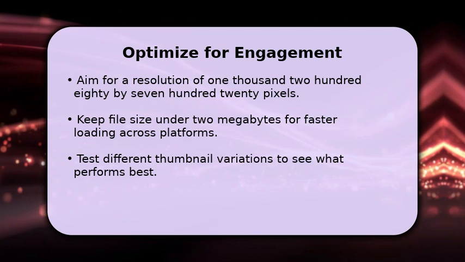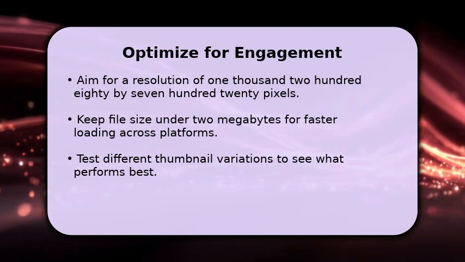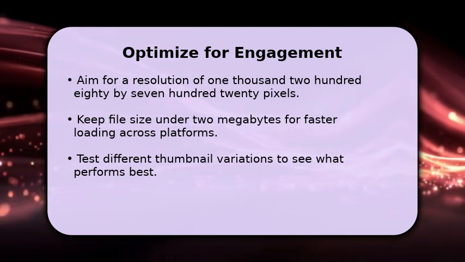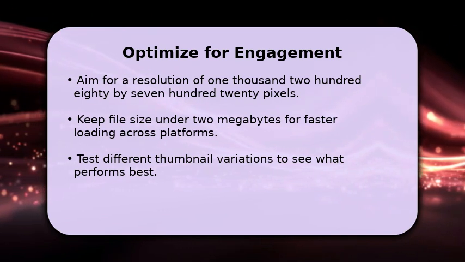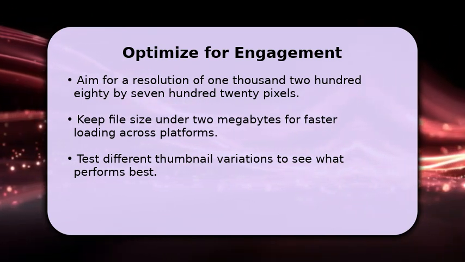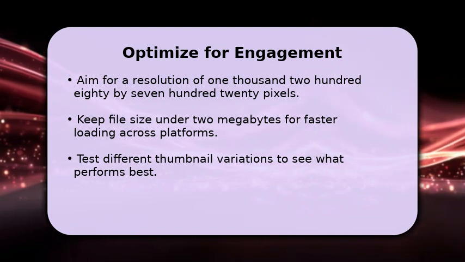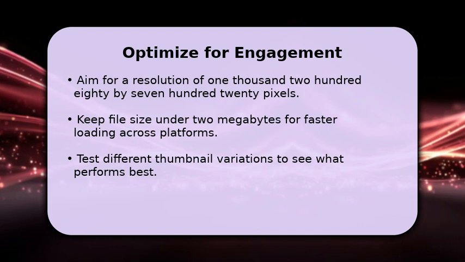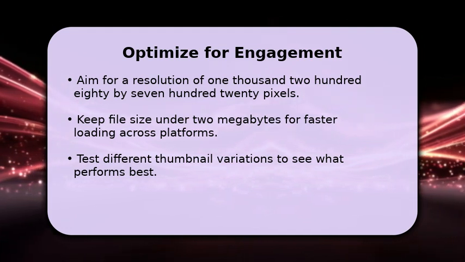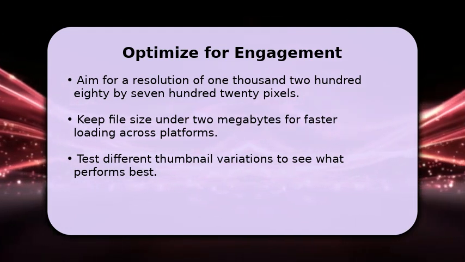To optimize your thumbnail, aim for a resolution of 1280 by 720 pixels. This standard size ensures crisp display across various platforms. Keep the file size under 2 megabytes for quick loading times, which is vital for viewer experience. Finally, always test different thumbnail variations. A/B testing helps you understand what resonates most with your audience, maximizing your click-through rates.